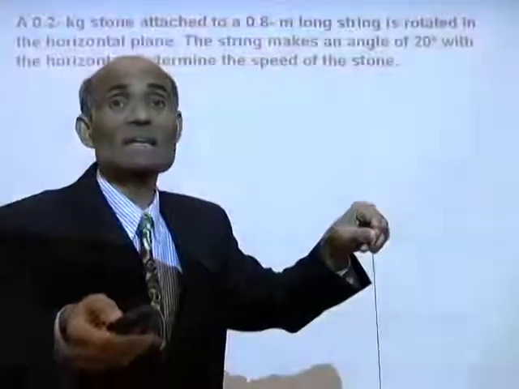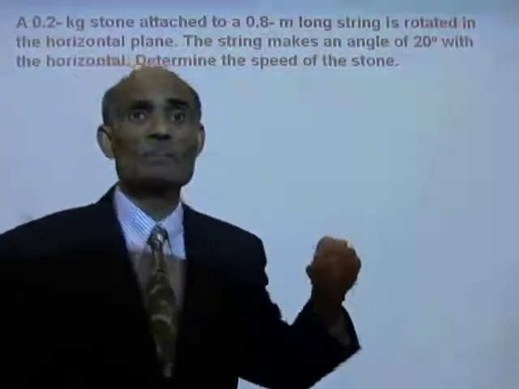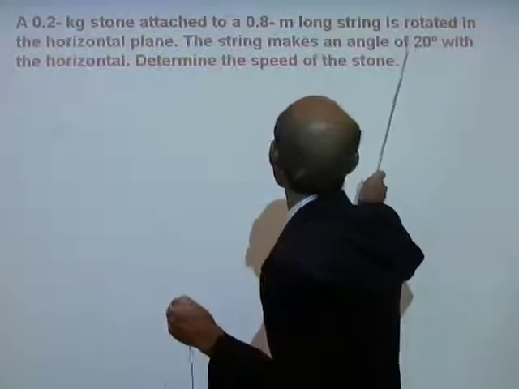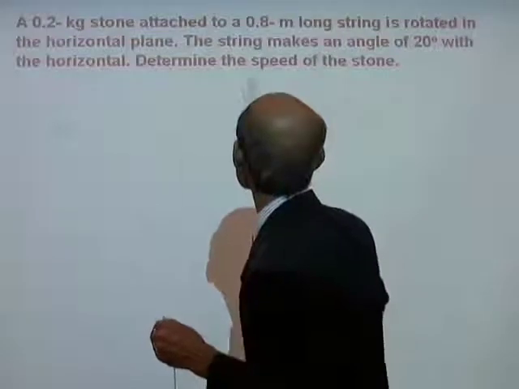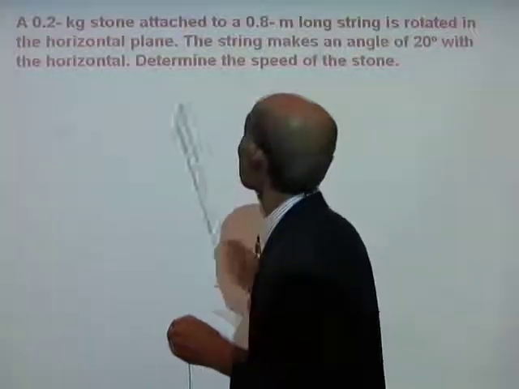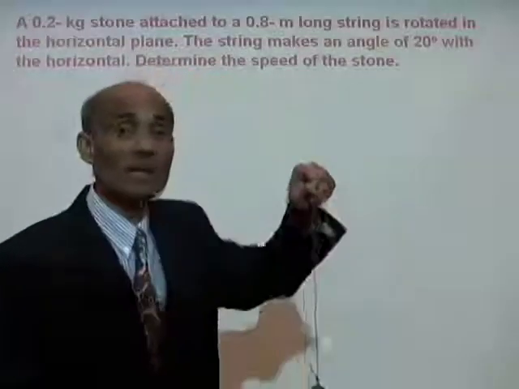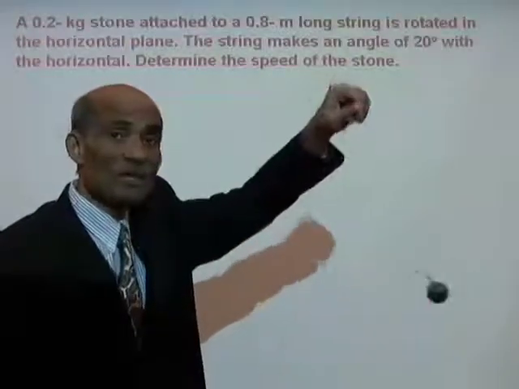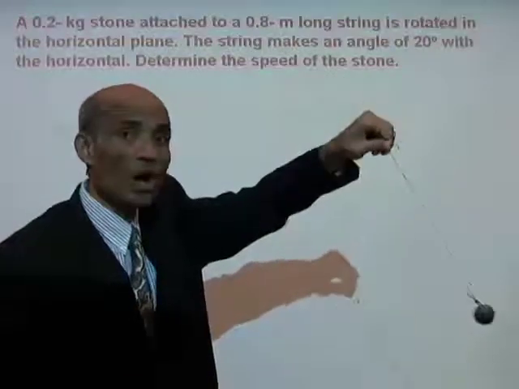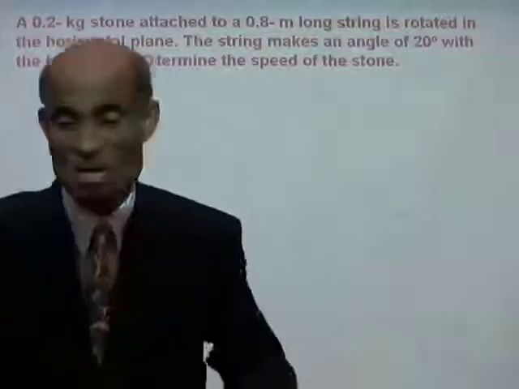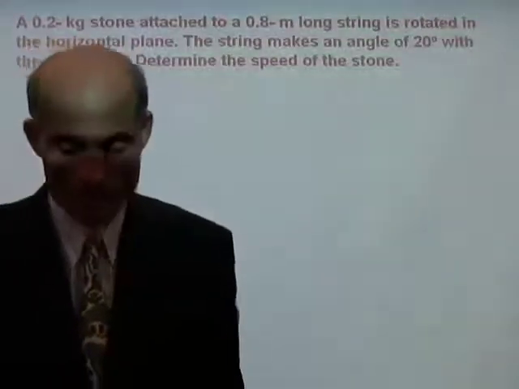So, what is it that we need to find? Well, we need to determine the speed of the stone when the angle is 20 degrees. The string makes an angle of 20 degrees with the horizontal, and we determine its speed. In other words, when the string makes an angle of 20 degrees with the vertical, what is its speed? Alright, let's see how we can set it up.